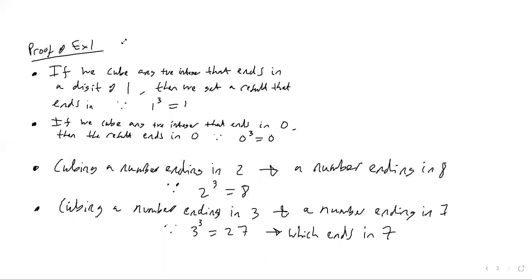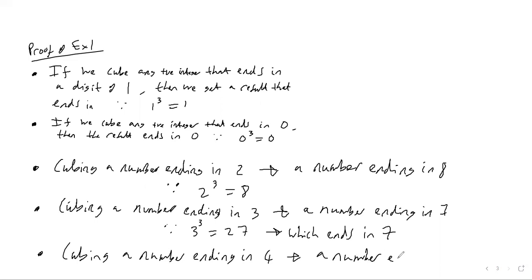And then the last digit which is less than 5 is obviously the number 4. Cubing a number ending in 4 is going to give us a number ending in 4 as well. And again, that's because 4 cubed is 64, which ends in 4 itself.